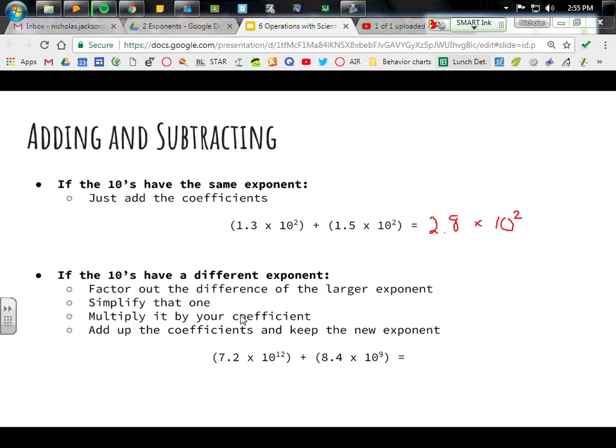First, factor out the difference of the larger exponent. So with this problem, we have 7.2 times 10 to the 12 plus 8.4 times 10 to the 9th. 12 is the larger exponent. So we're going to factor out the difference between 12 and 9, which would be 3. So 7.2 times 10 to the 12th, we're going to write as 7.2 times 10 to the 3rd times 10 to the 9th. And that's going to be added to this.